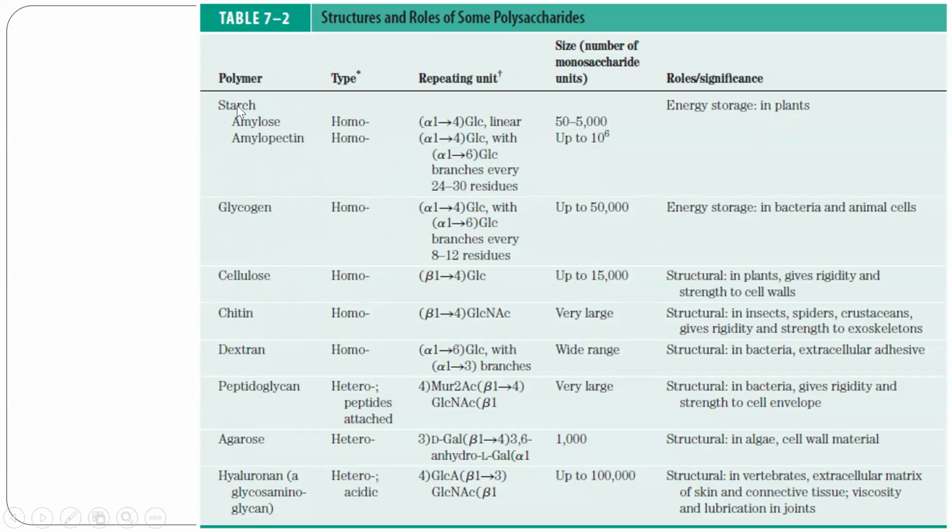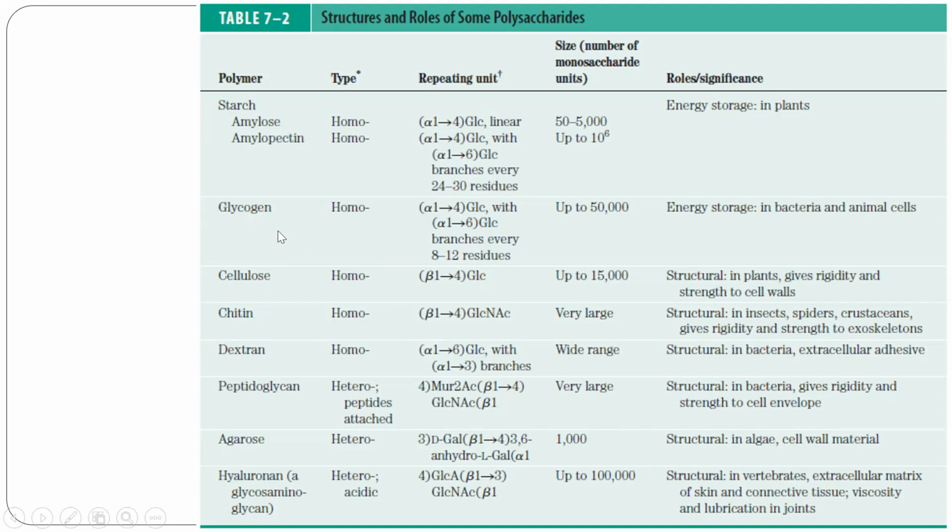So for starch, there are two kinds. You have your amylose and amylopectin, and they are both homopolysaccharides, which means made up of only one type of monosaccharide. In this case, you have your glucose. In both, the linkage is the alpha-1,4 glycosidic bond between glucose, and it is linear. The size is about 50 to 500,000 monosaccharide units in amylose. Amylopectin differs from amylose in that aside from the linear alpha-1,4 glycosidic bond, it also has branching. The branching utilizes the alpha-1,6 glycosidic bond every 24 to 30 residues.